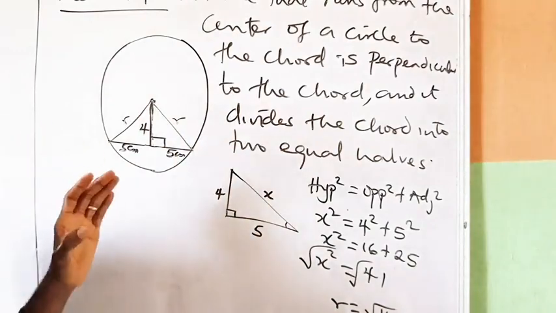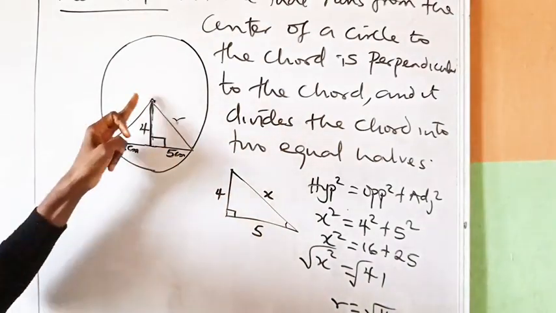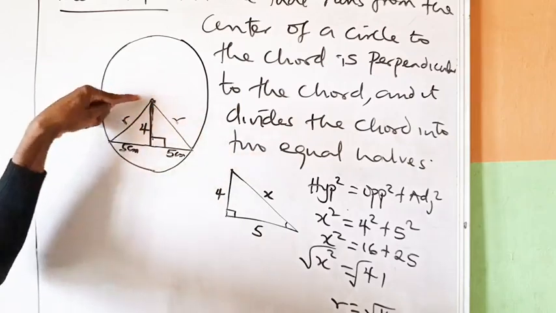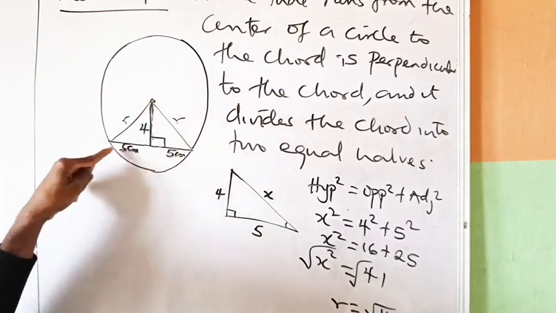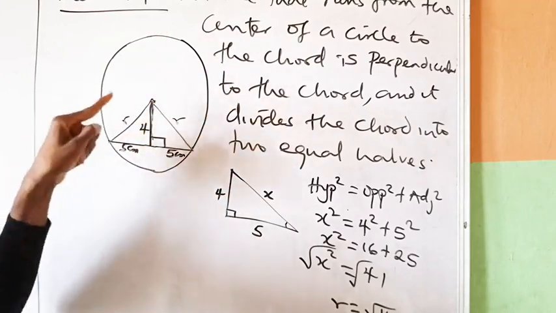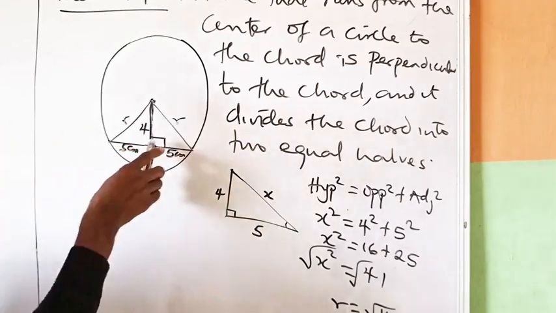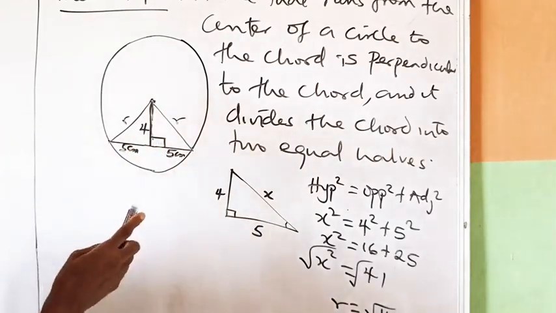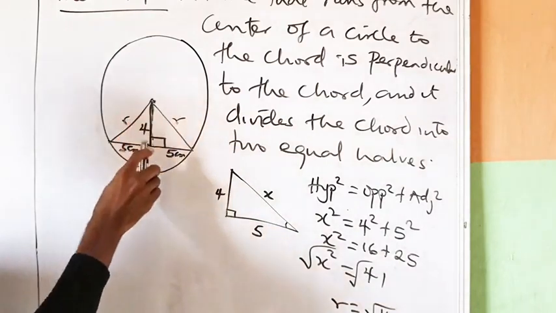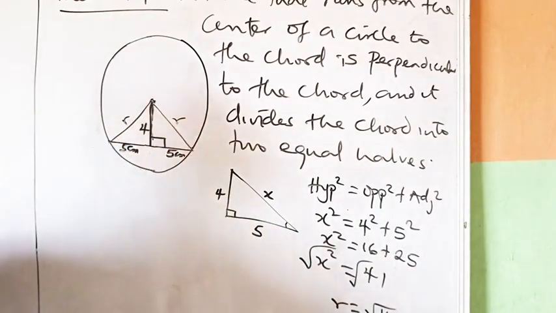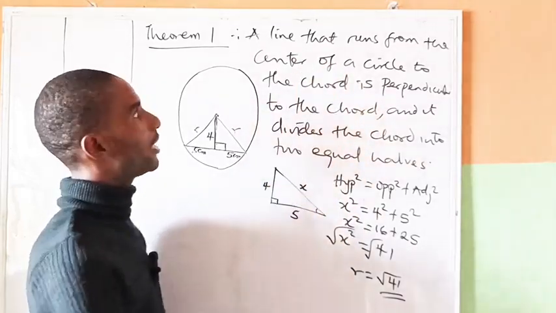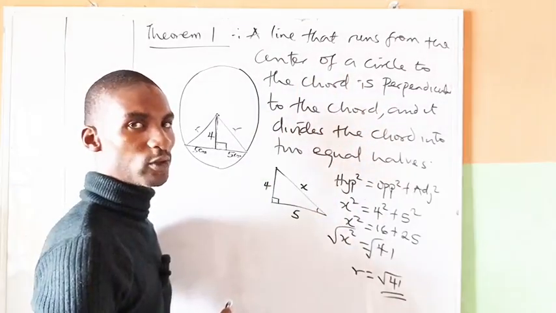So let me recap this rule again. A line that runs from the center of a circle to any chord in this circle is perpendicular to the chord, meaning it forms angle 90 degrees. Number 2, it divides this into 2 equal halves. I hope that is clear. Allow you to write this rule down before I go to the next.